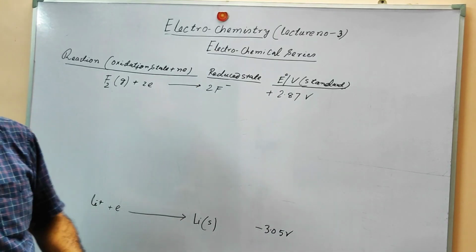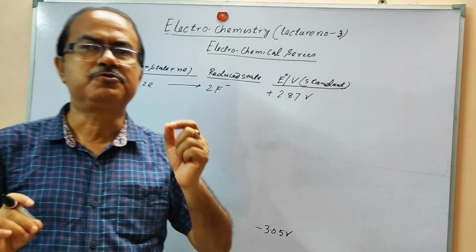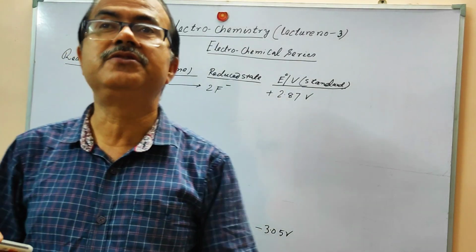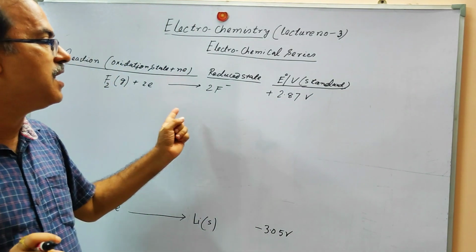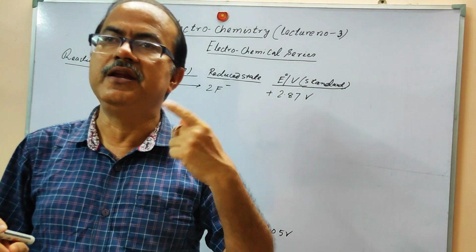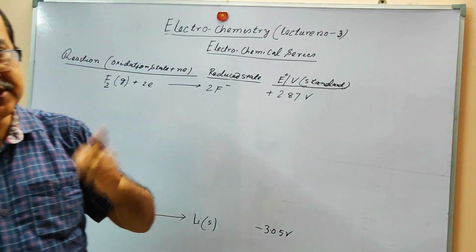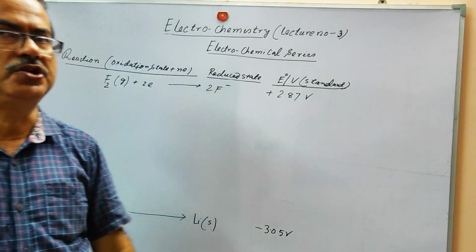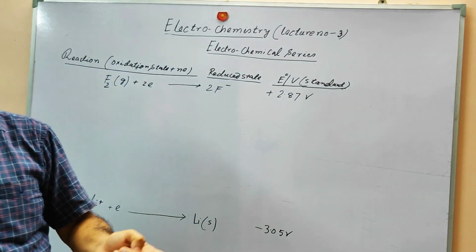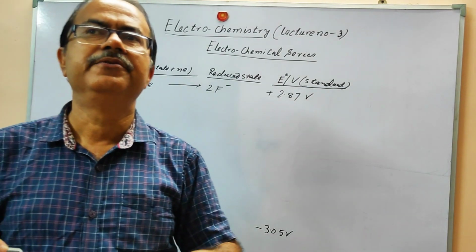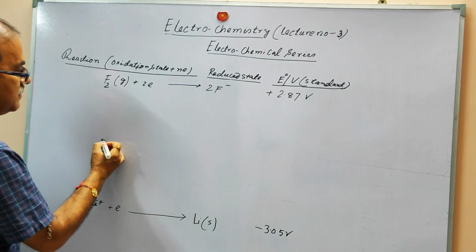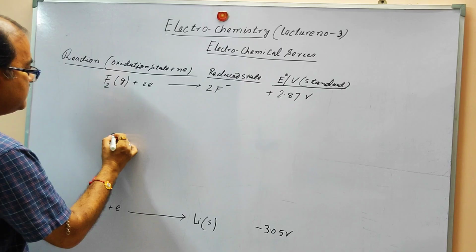So from this we can understand that the species with the highest reduction potential will have the highest oxidizing power, and the species with the lowest reduction potential will have the lowest oxidizing power, but at the same time the highest reducing power. And in the middle of the series you will find hydrogen.